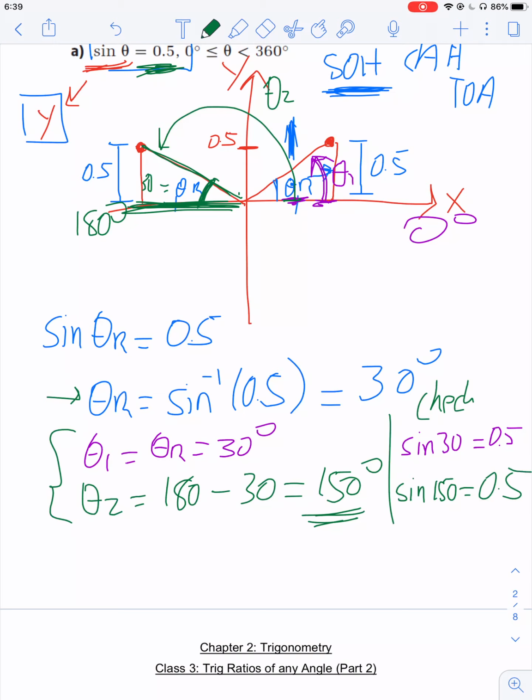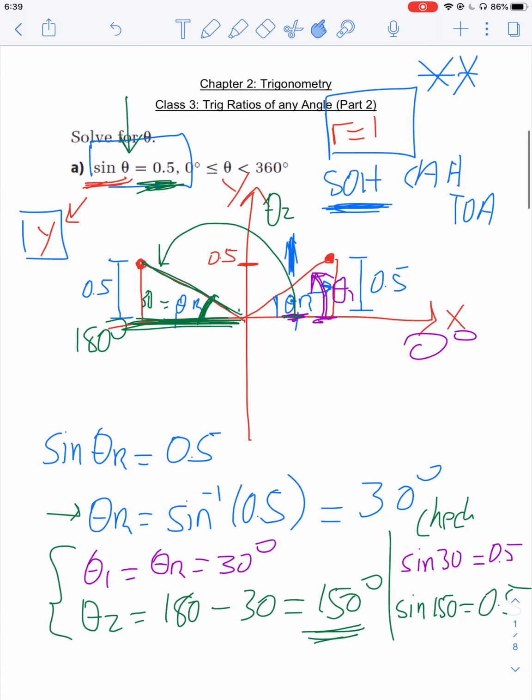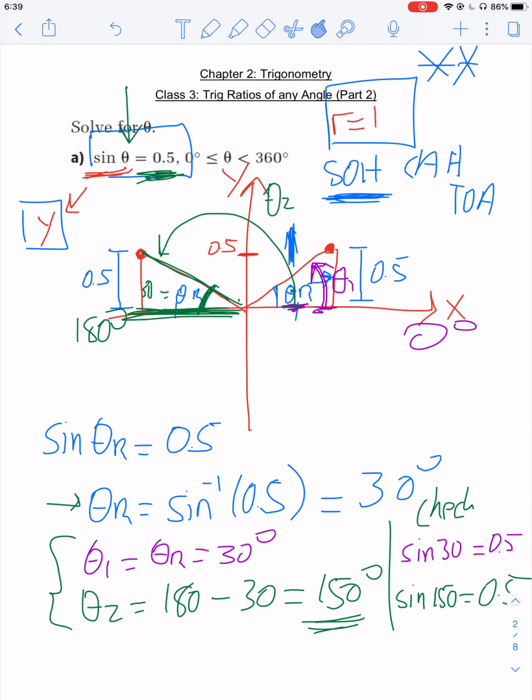Okay, so that's how you find your two solutions. I know this is kind of hard, guys. Trig is what students struggle with the most in 30-1. But if you draw a picture the way I did, then the picture will tell you everything that you need to know. So start with the picture. Let's do one more question.